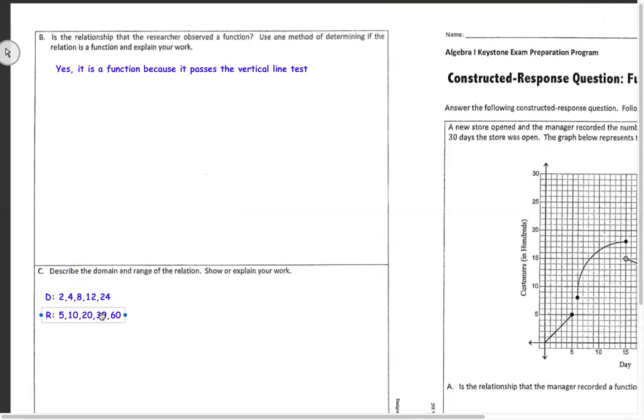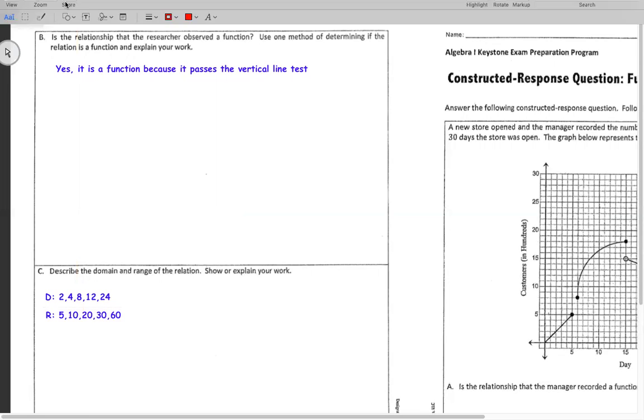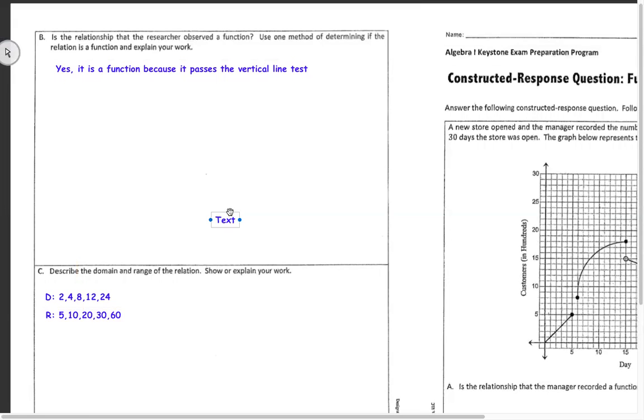Show and explain your work. Well, that's easy. Domain is your time values, and the range is your bacteria colonies. That's all you got to do. See how easy these are? Pretty easy. How do you feel about them? Pretty good? All right.